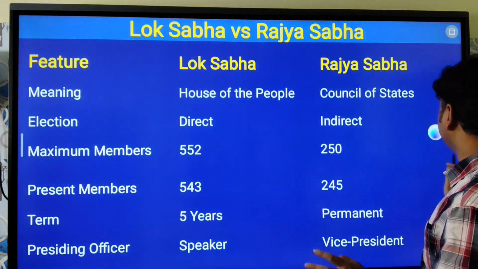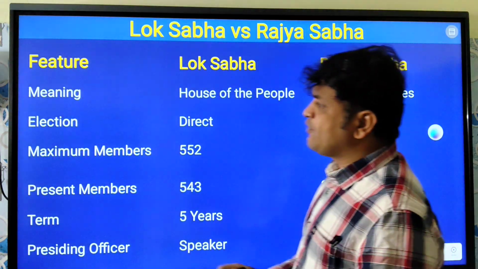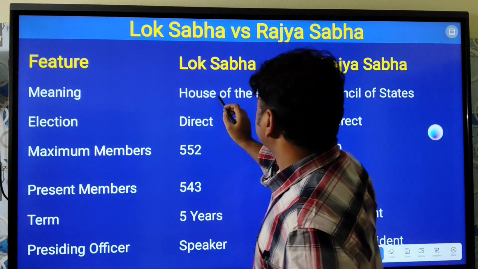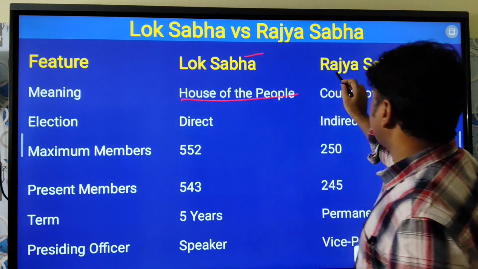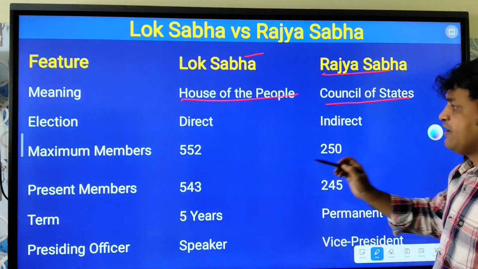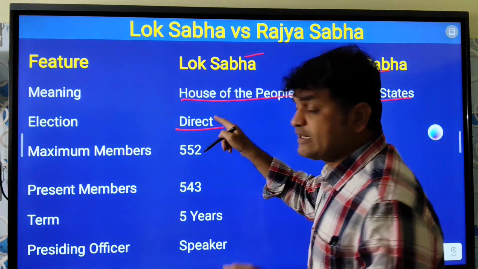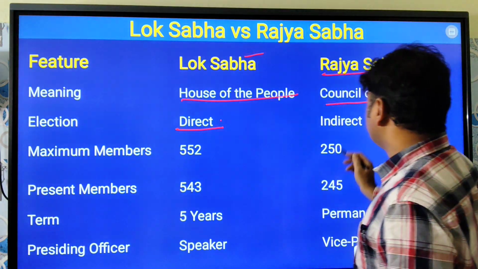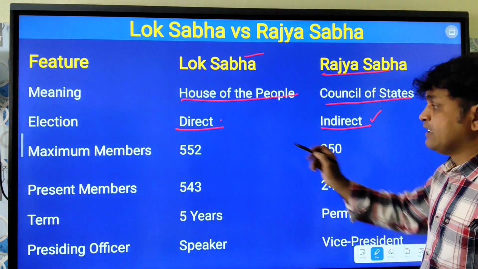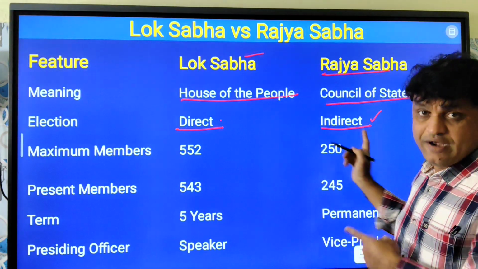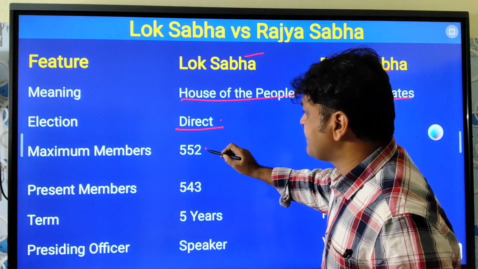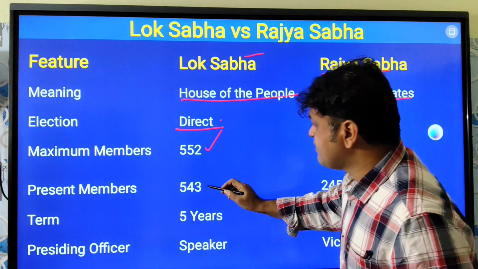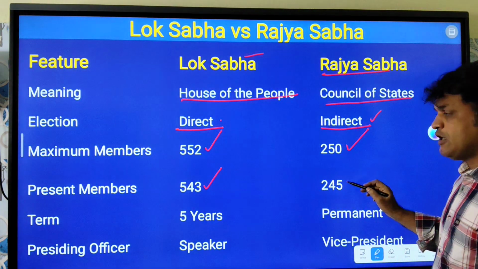Next, what is the difference between the Rajya Sabha and Lok Sabha? Let's look at the major differences. Lok Sabha is called House of the People, whereas Rajya Sabha is called Council of State. Lok Sabha MPs are elected through direct election, directly by the people. Rajya Sabha is indirect election, you have to remember that. Then maximum strength is 552 and 250. Present members are 543 and 245.